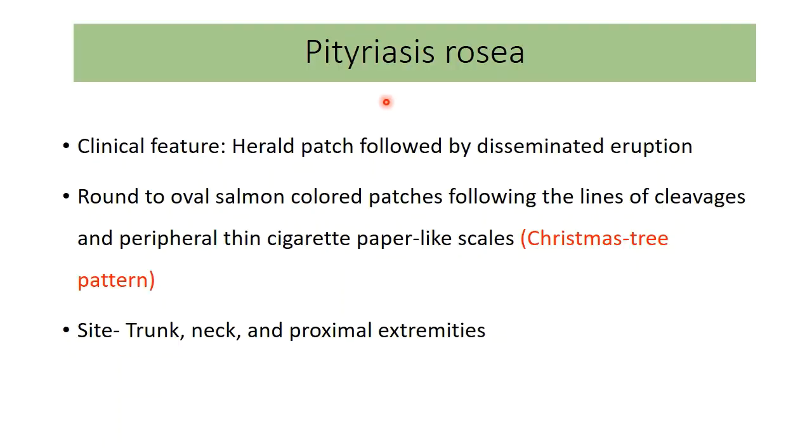Next is the pityriasis rosea. So clinically it presents as a herald patch followed by disseminated eruptions. These are round to oval salmon colored patches following the lines of cleavage, and peripheral thin cigarette paper like scales resembles Christmas tree pattern. The most common sites involved are trunk, neck, and the proximal extremities.